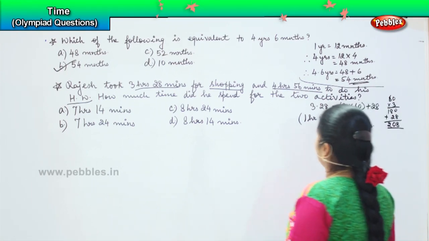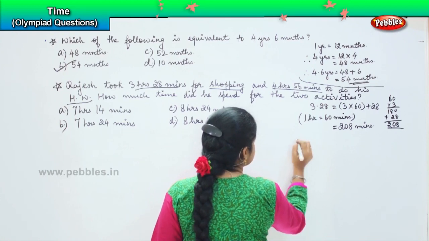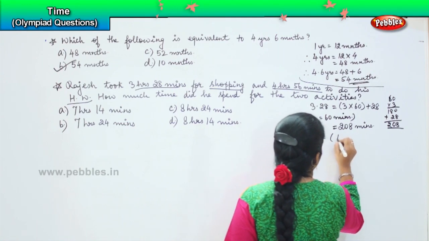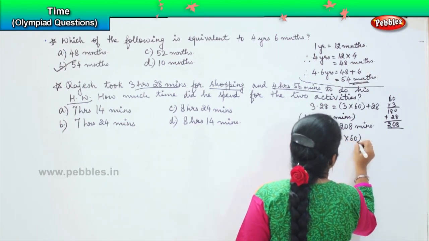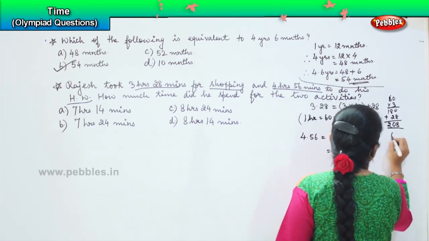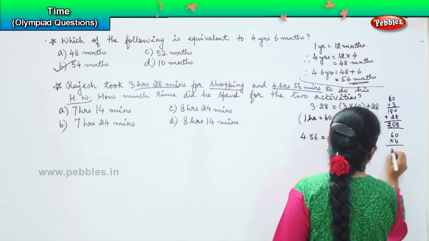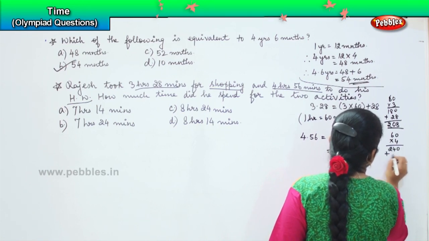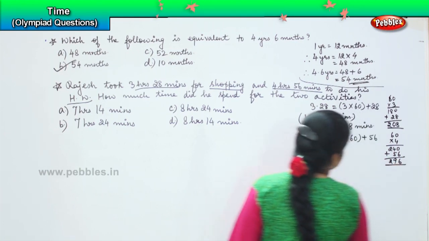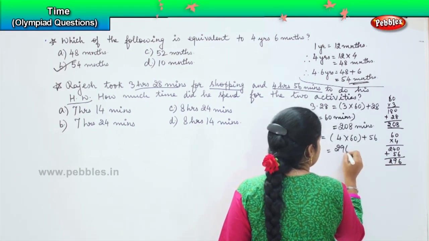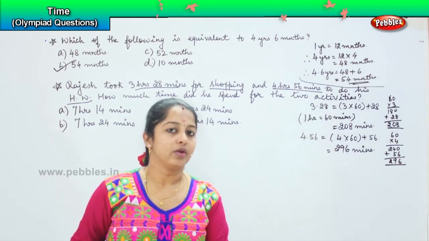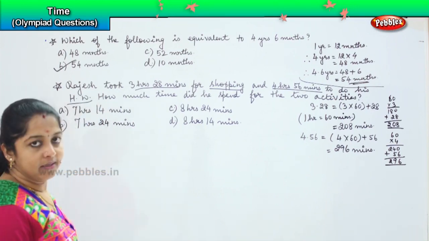Okay. Now, 4 hours and 56 minutes can be written as 4 into 60 plus 56, which will be equal to 60 into 4, which is 240, plus 56. 6, 4 plus 5, 9 and 2. So, you have 296 minutes. Okay. So, now we will find out how much time is taken by both of them.